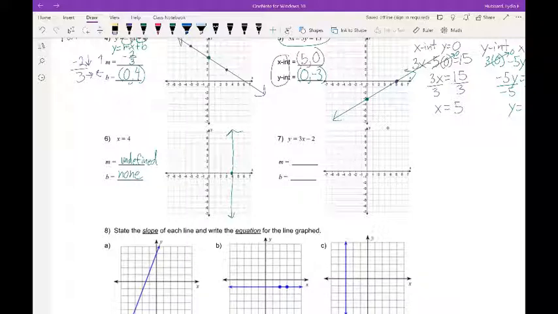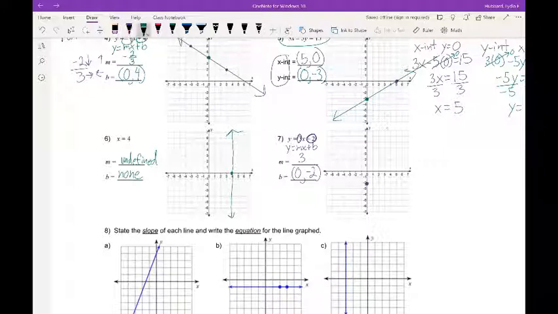Okay, so number 7, again, this is in that y equals mx plus b form. So our slope is going to be the coefficient in front of x, which is 3. And our intercept is this number added on the end, which is -2. So again, we're going to write that as a point. So it's (0, -2). And we'll start by plotting that point, (0, -2).